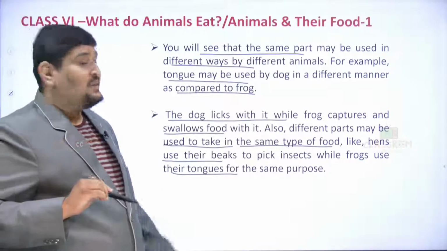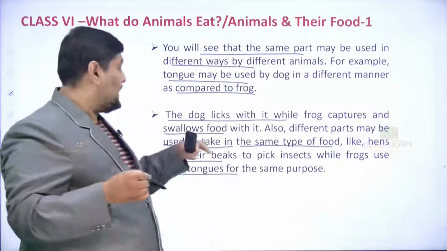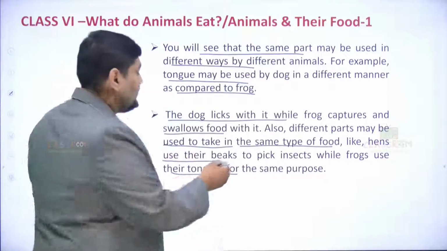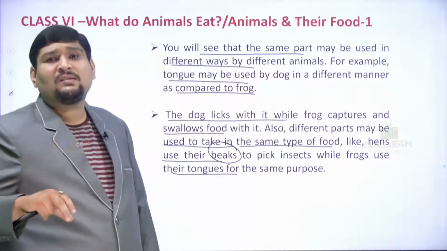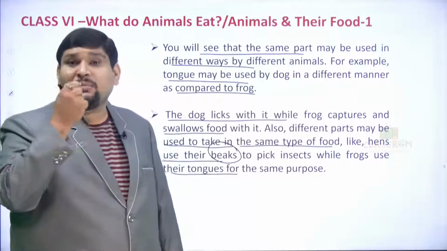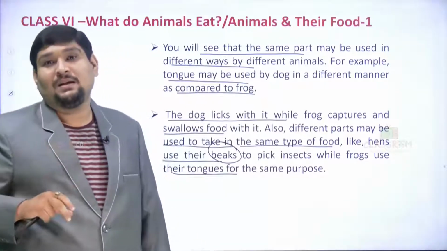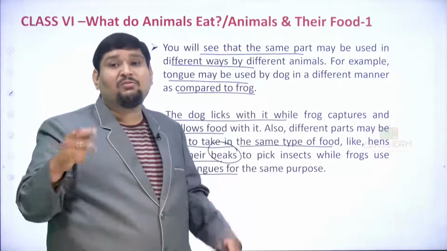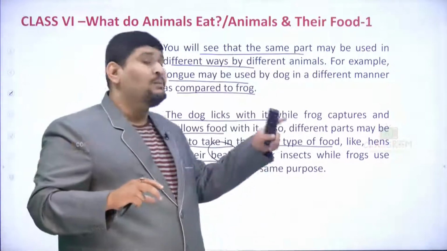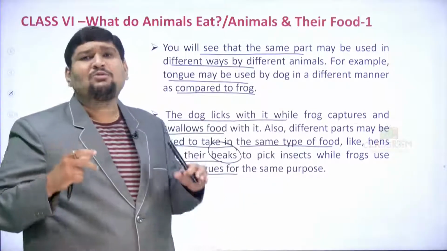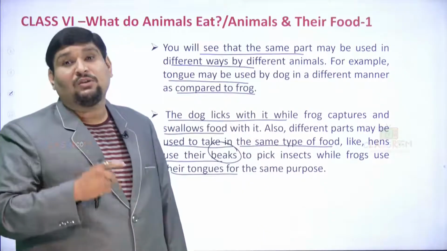Are you getting it, children? Here you can find it very clearly: different parts are used to have the same type of food. Hens use their beaks to pick insects, and frogs use their tongue for the same purpose. Frogs also eat insects, hens also eat insects, but hens use their beak to capture and eat them, and frogs use their tongue to capture and swallow them. So these are the different modes you find in such cases where the purpose is the same. They are trying to have food, but the modes of having it differ from one another, which you are seeing here.